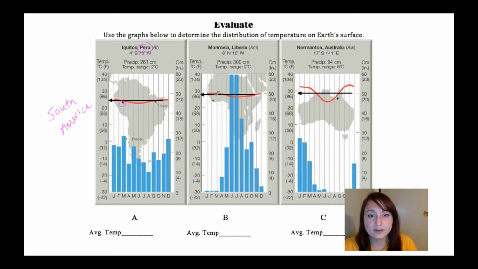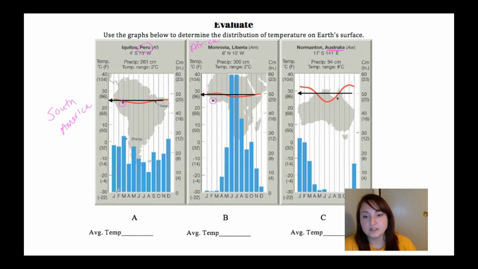This next one is in Liberia, that's in Africa. So we'll write Africa right here. And in Africa, our station here is measuring this data, and we're going to talk about this in just a second. Finally, we have Australia, so we don't need to pick it out from a country, so this is Australia, an entire continent.